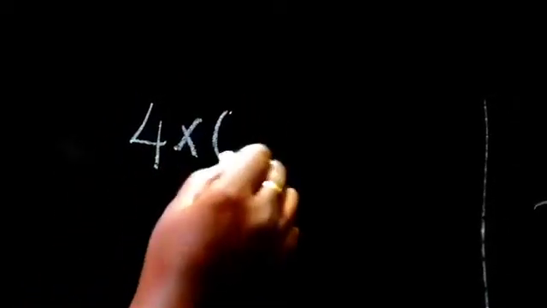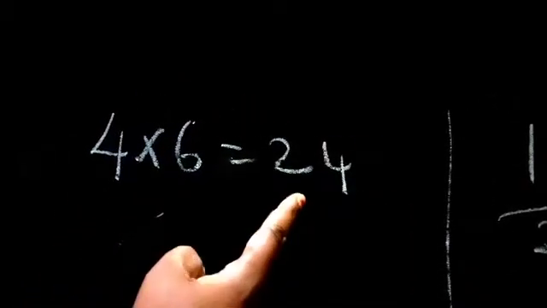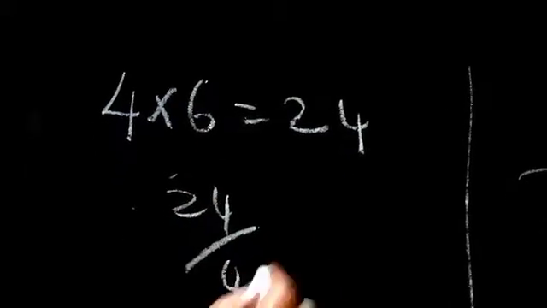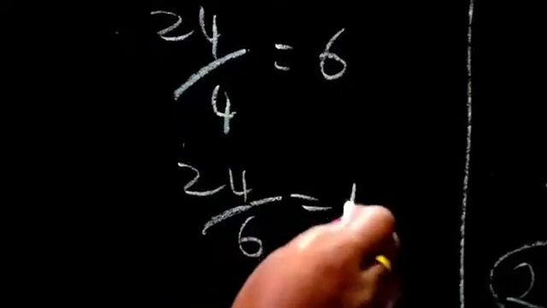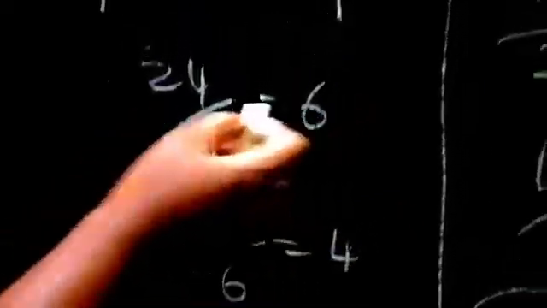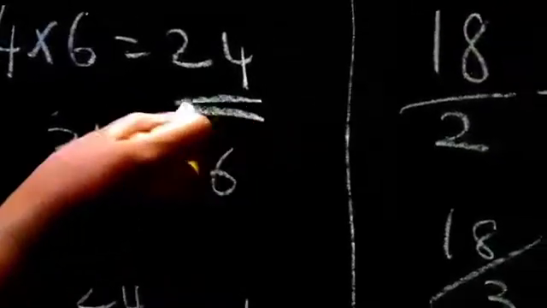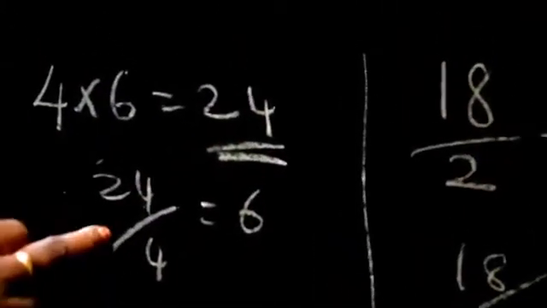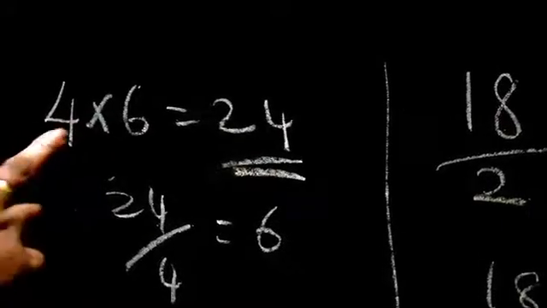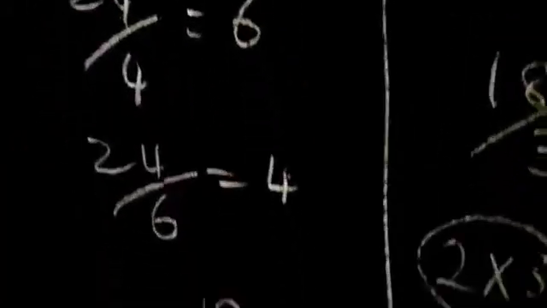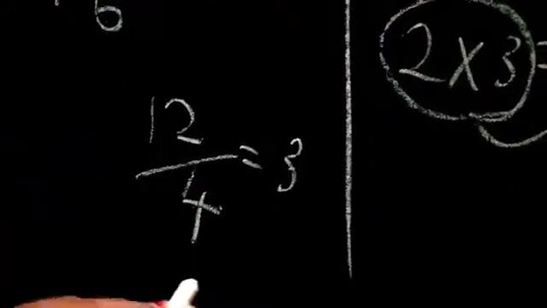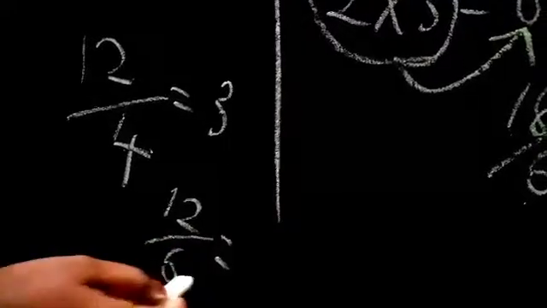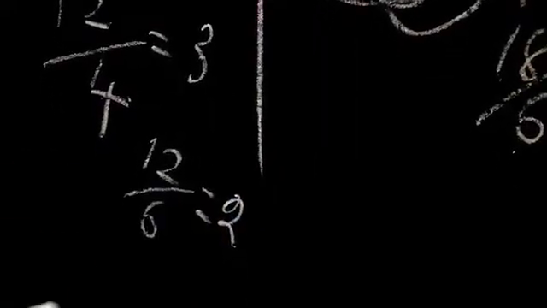Example, 4 into 6 will get 24. So 24 can be divided by the 4th table 6 times. 24 can be divided by 6, 4 times. 4 6s are 24. Same like this, they are asking any number dividing by 4 and dividing by 6. Example 12. 12 can be divided by the 4th table 3 times. 3 4s are 12. 12 can be divided by the 6th table. 6 2s are 12. Now can this 12 be divided by 24 or what?